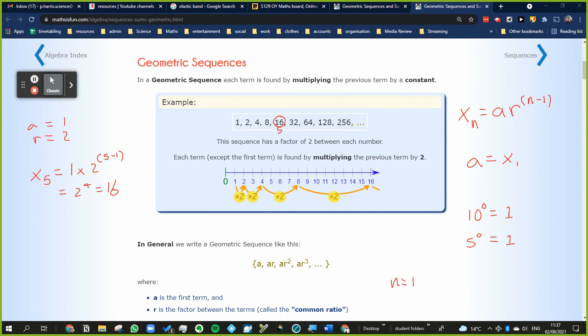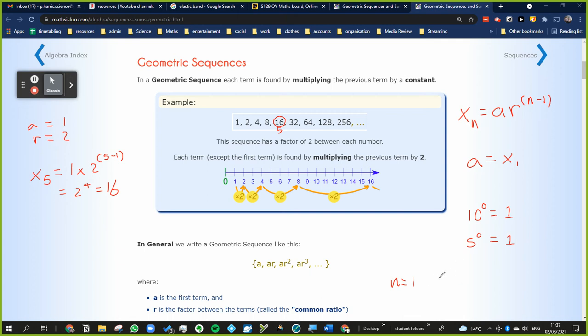Yes, and I need to also remind everybody that whenever you do a power of 0, anything to the power of 0 is equal to 1. 10 to the power of 0 is equal to 1. 5 to the power of 0 is equal to 1. Anything to the power of 0 is always equal to 1. So some of you might work out where this is going to go.